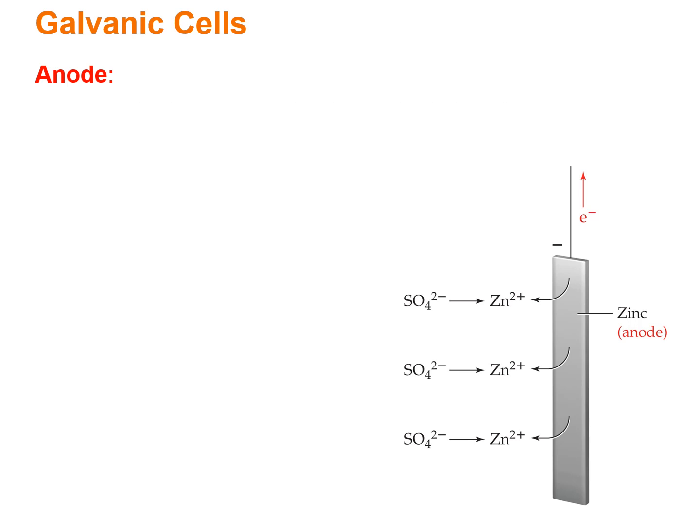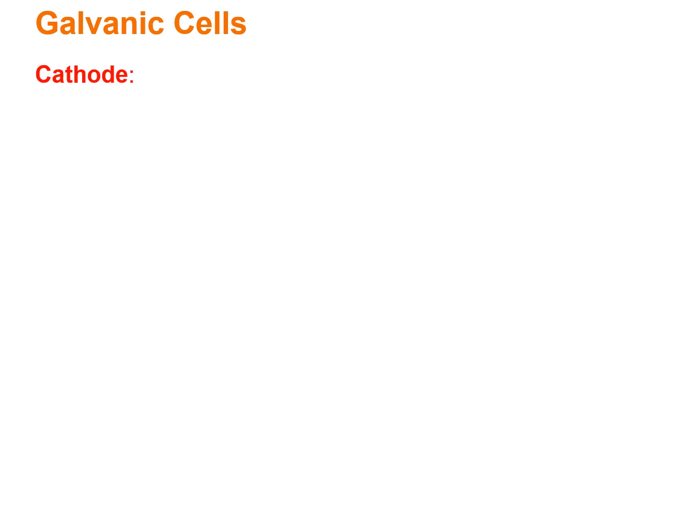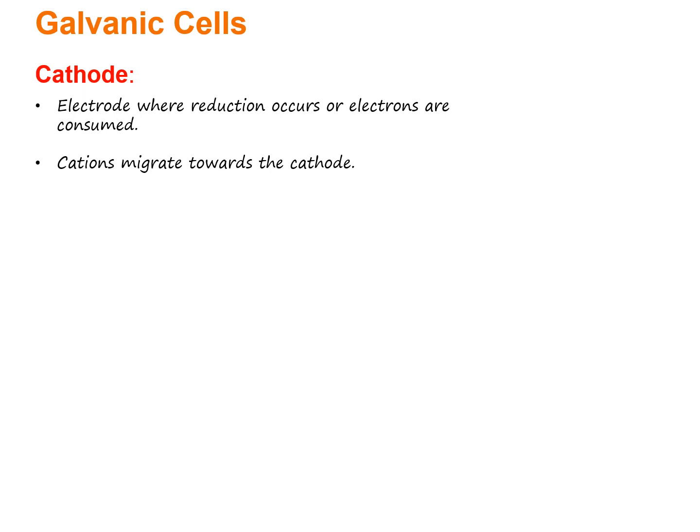So again, at the anode, this is where oxidation occurs and electrons are being produced. The anions are going to migrate towards the anode in order to replace that negative charge that's just been lost. And this is usually labeled as the negative electrode. For the cathode, that's where reduction occurs and the electrons are consumed. The cations are going to migrate towards this cathode. This is going to be labeled as a positive electrode.